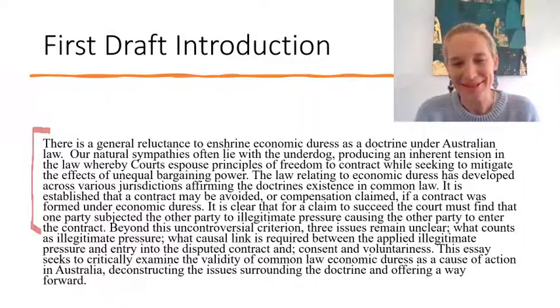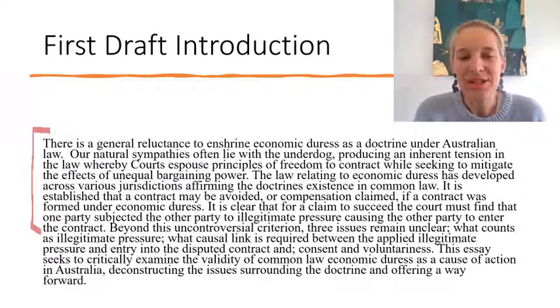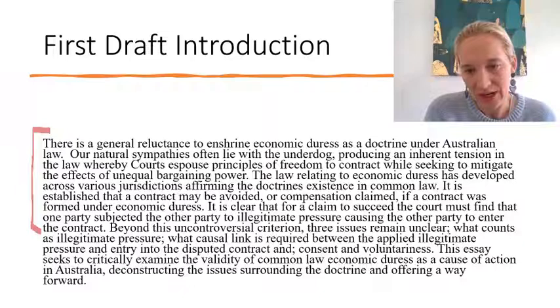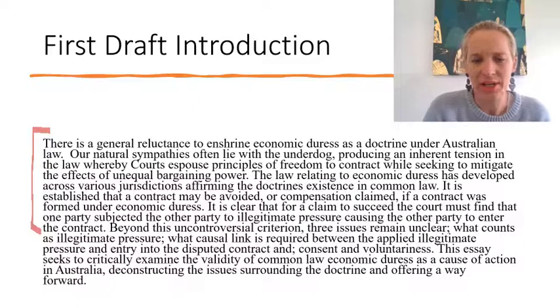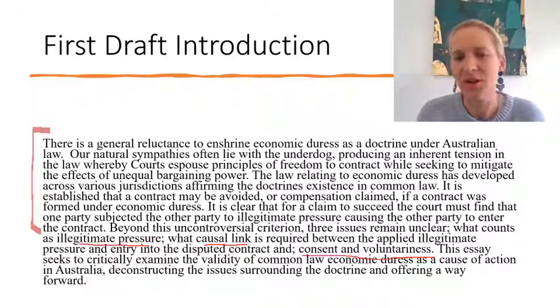Now, let's move forward. So beyond this uncontroversial criterion, 3 issues remain clear: what counts as illegitimate pressure, the causal link, and consent and voluntariness. So essentially here, the student is linking back to particular areas of principle: causation, pressure, and whether consent was there to enter into the contract.